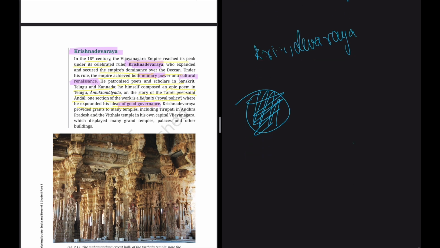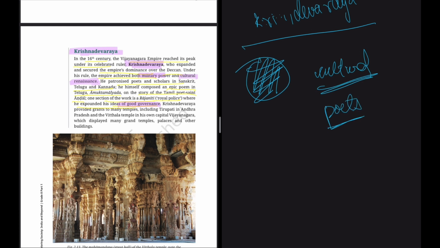So he had made the state rich culturally as well, and he used to celebrate poets, and he himself composed an epic poem in Telugu called Amuktamalyada, on the story of the Tamil poet Saint Andal. One section of the work is Rajaniti, that is royal policy, the policy followed by the royals, where he explained his ideas on good governance, how to rule the kingdom for the welfare of the people.